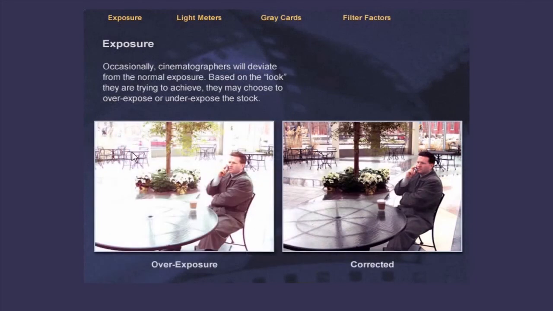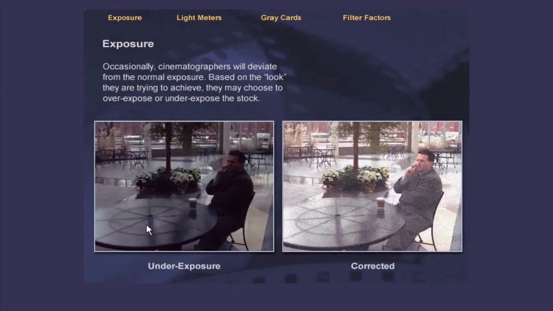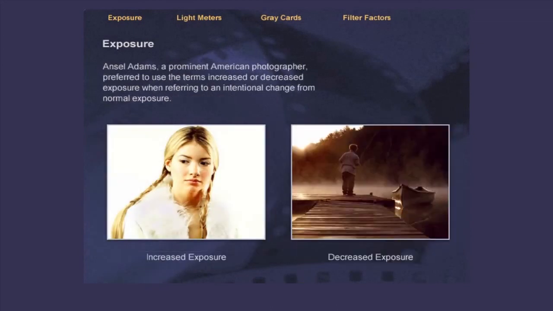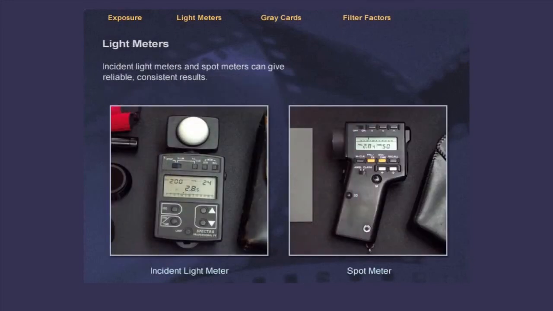When corrected to a normal image, overexposure results in less apparent grain, more saturated colors, richer, blacker blacks, and increased contrast. Underexposure, when corrected, results in more apparent grain, less saturated colors, smoky blacks, lower contrast, and less sharpness. Ansel Adams, a prominent American photographer, preferred to use the terms increased or decreased exposure when referring to an intentional change from normal exposure. Incident light meters and spot meters can give reliable, consistent results.